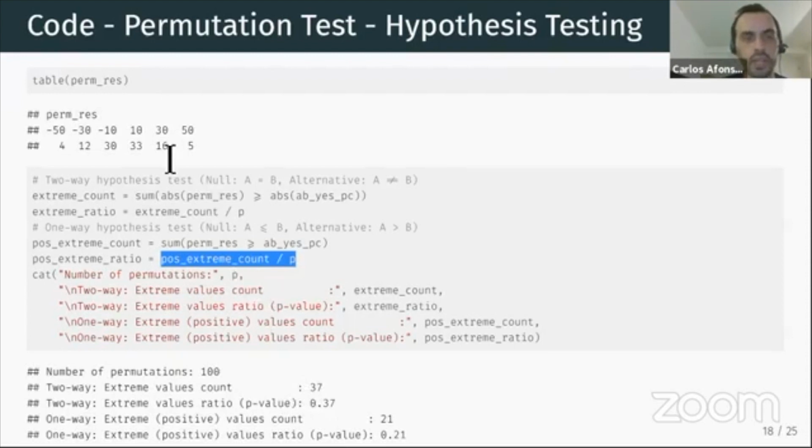And in the end, we find out that the extreme values count for the two-way hypothesis testing, so for the two sides, is going to be this 16 plus 5 plus this 4 plus 12. It's going to be 37, as we saw before. And the p-value is going to be 0.37, which is 37 divided by 100. Okay? And then the one-way hypothesis test just looks at the positive values. It's going to have the 16 plus 5, that's 21. And the p-value is going to be 21 divided by 100, which is 0.21. Okay? So that's how you can compute the p-value from scratch doing the permutation test.